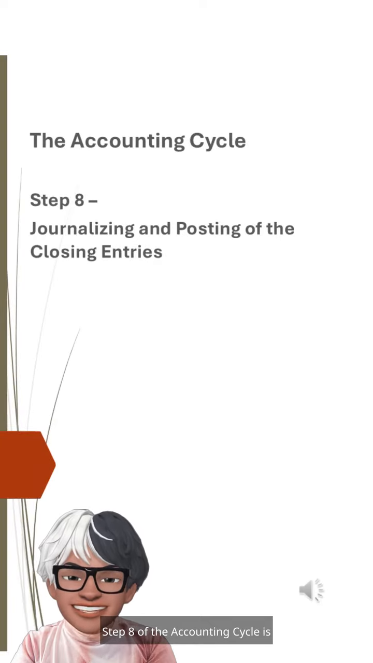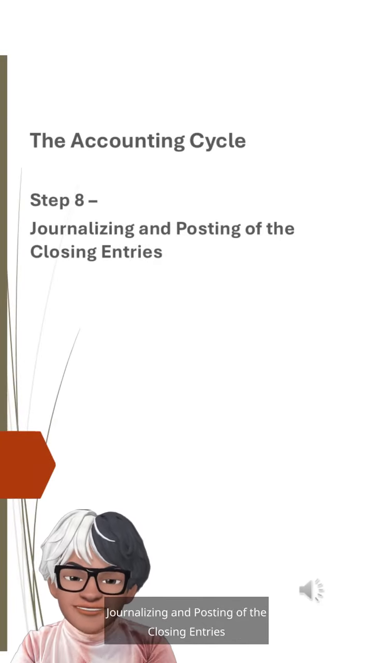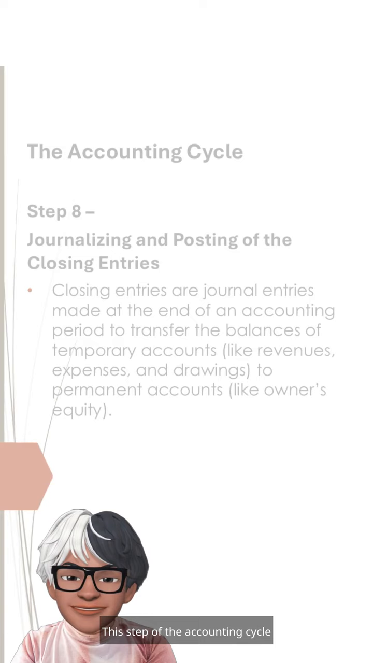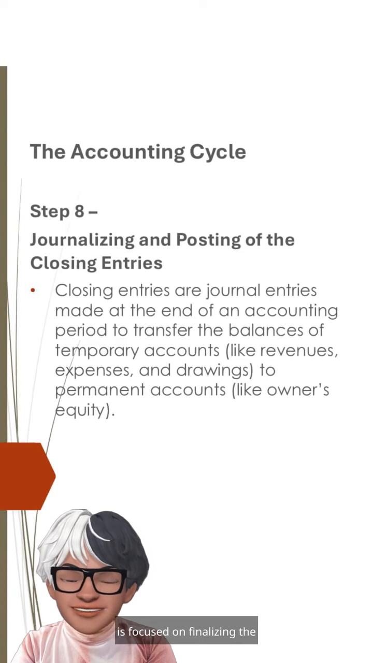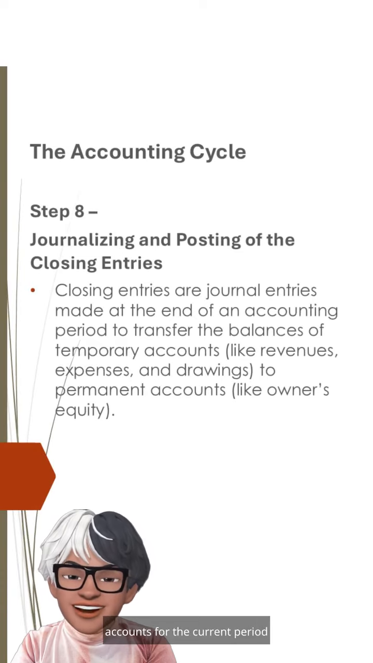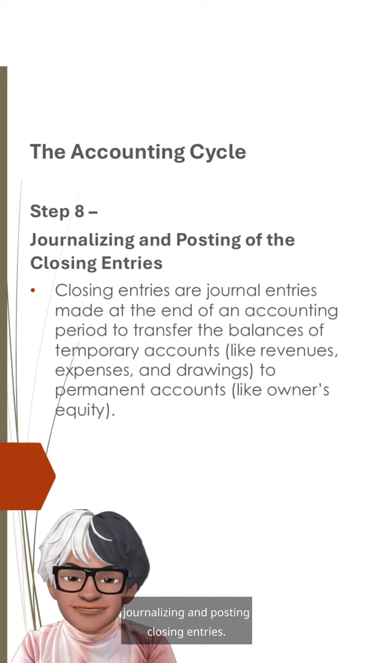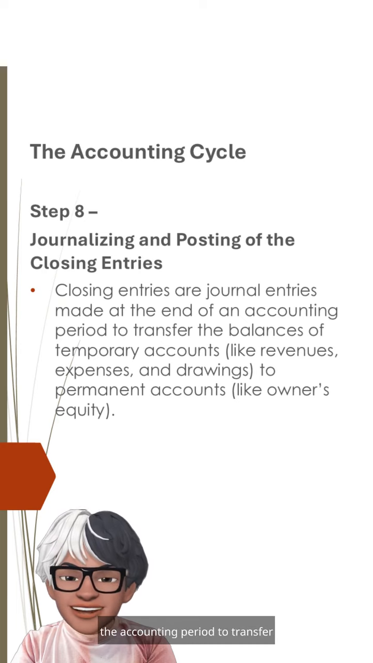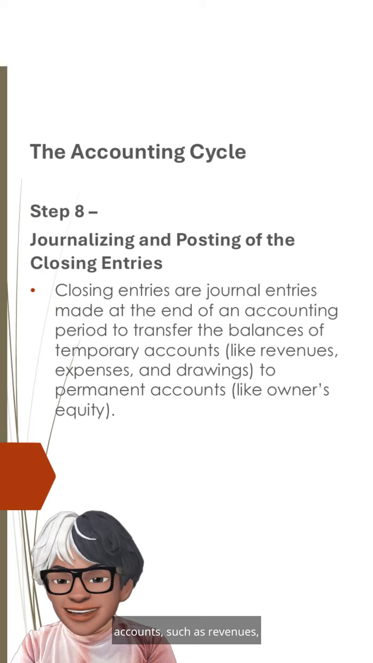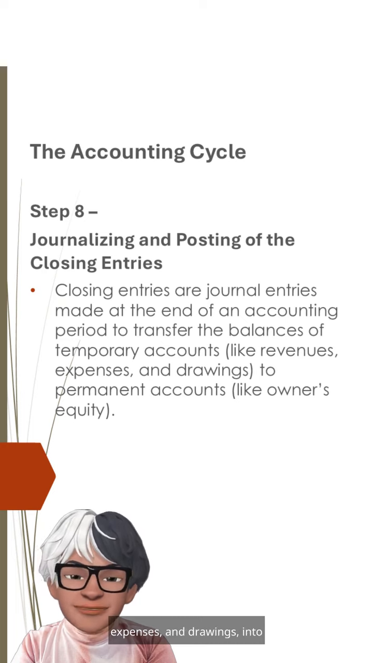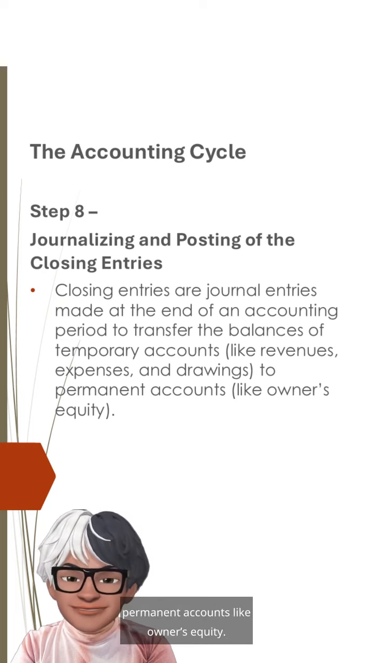Step 8 of the accounting cycle is journalizing and posting of the closing entries. This step of the accounting cycle is focused on finalizing the accounts for the current period through the process of journalizing and posting closing entries. Closing entries are essential journal entries made at the end of the accounting period to transfer the balances of temporary accounts, such as revenues, expenses, and drawings, into permanent accounts like owner's equity.